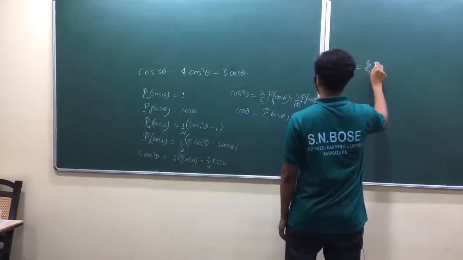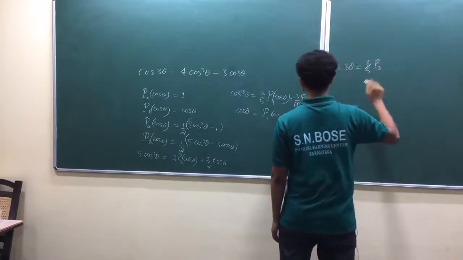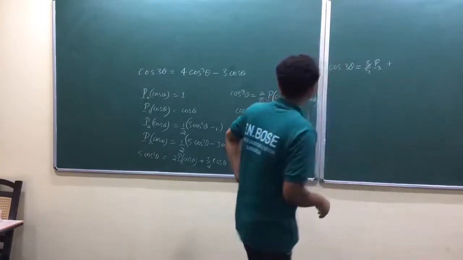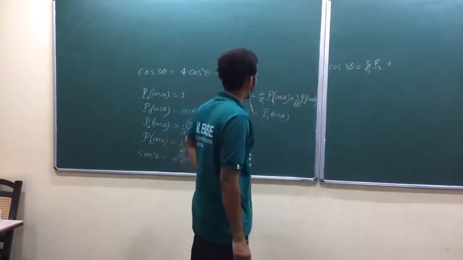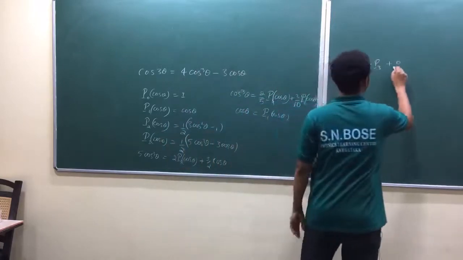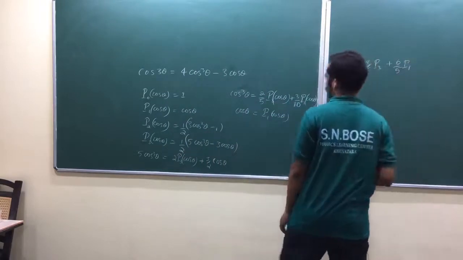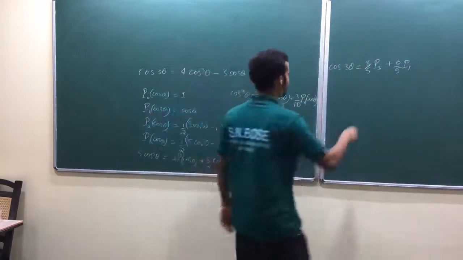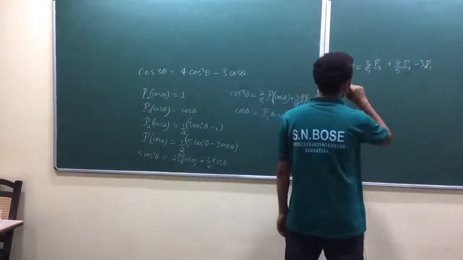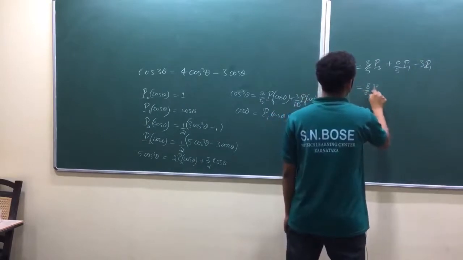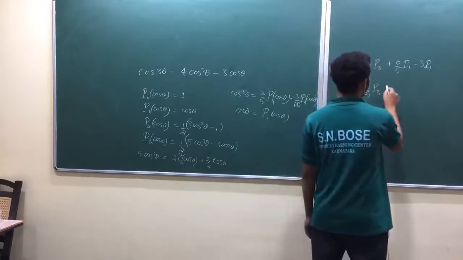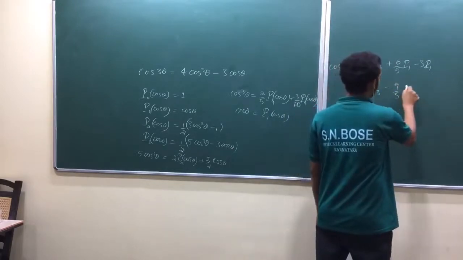8 by 5 P3. Let me write only P3, okay? Plus 4 into 3, 12. So 12 by 10, 6 by 5 P1. Is that okay? Minus 3 cos theta, minus 3 P1. Am I right? Minus 3 P1. So now I think if you take LCM, 8 by 5 P3, minus 9 by 5 P1.